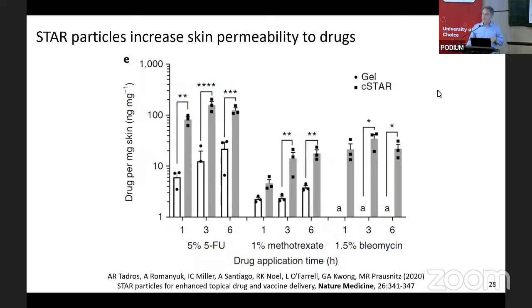Methotrexate, that's a drug that can be used to treat psoriasis, typically given systemically because it has to be. We could perhaps give it locally and avoid the significant side effects that are often associated with systemic methotrexate. And bleomycin, a drug that's used to treat warts, it's given by injection at the wart, so we could perhaps avoid giving injections. And you can see the white bars are just a placebo, so rubbing some gel on the skin and then giving the drug, or rubbing the star particles on the skin and then giving the drug in the gray. And you can see an order of magnitude or more increases in the skin's permeability, that is the drug uptake into the skin associated with star particle treatment before applying the drug.